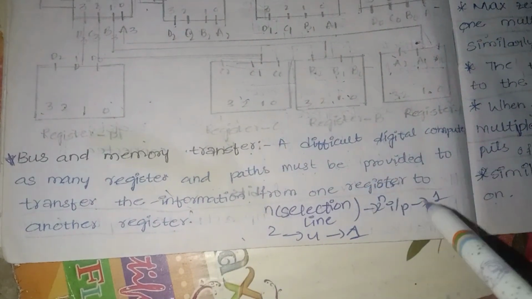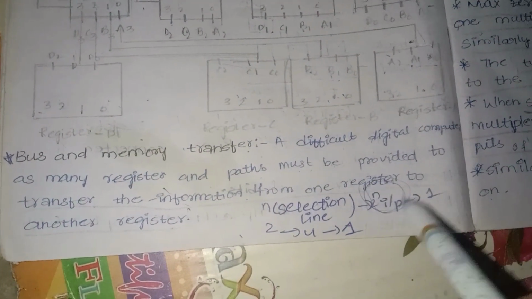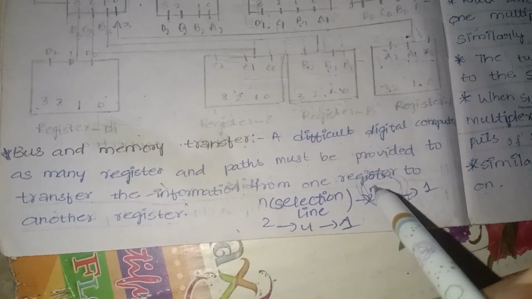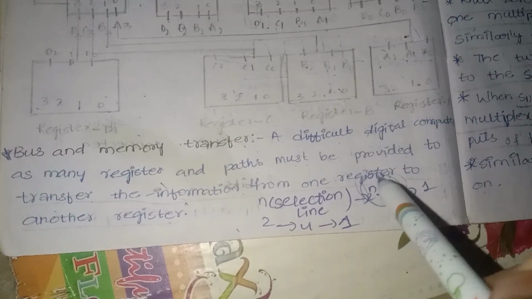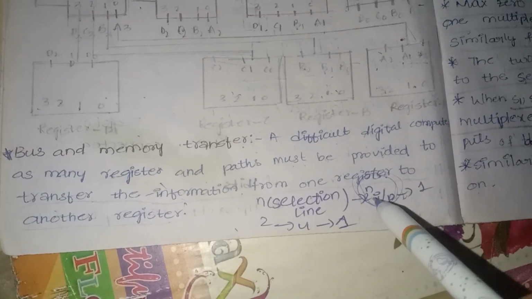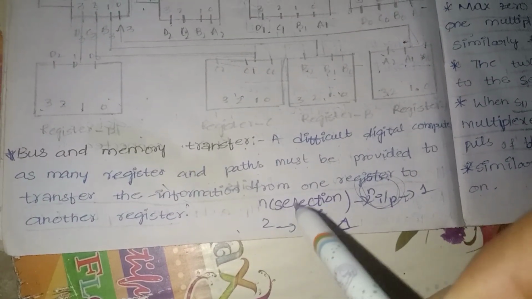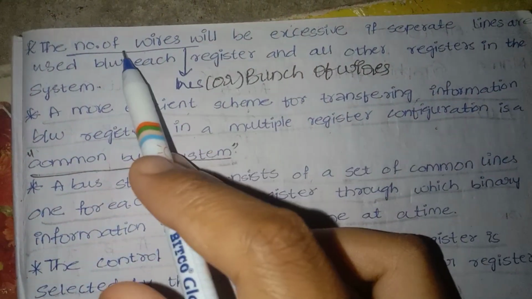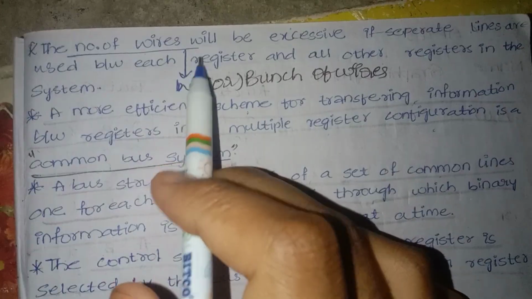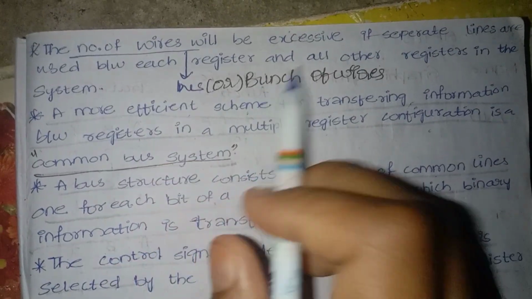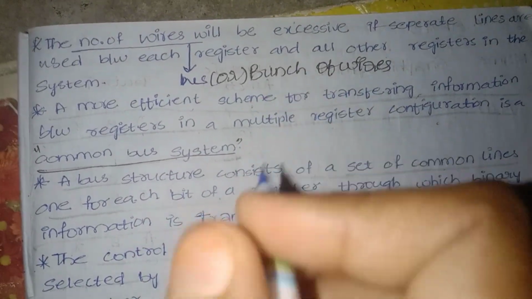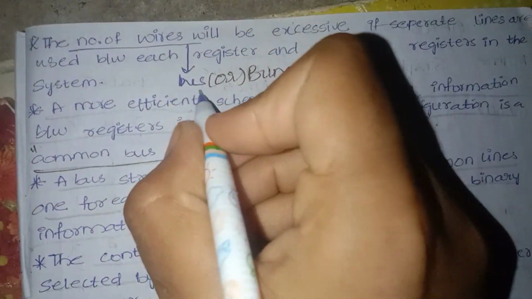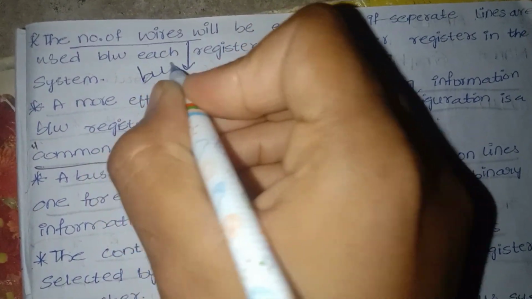2 power n is the input. n is the selection line. We will calculate it with 2 power n. The number of bytes, or collection of bytes, is known as a bus, or bunch of bytes. Generally we use bus in the COA subject.